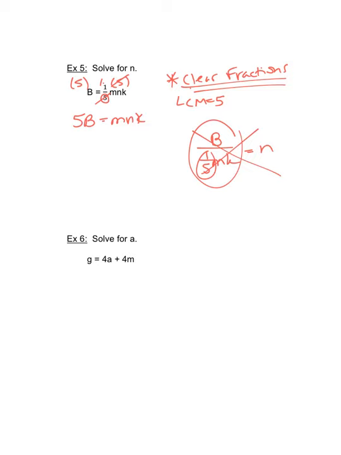Now that I've gotten rid of my fraction, I can now isolate n. So n is over here. I'm going to divide both sides by mk. And there's my answer. n equals 5b divided by mk.